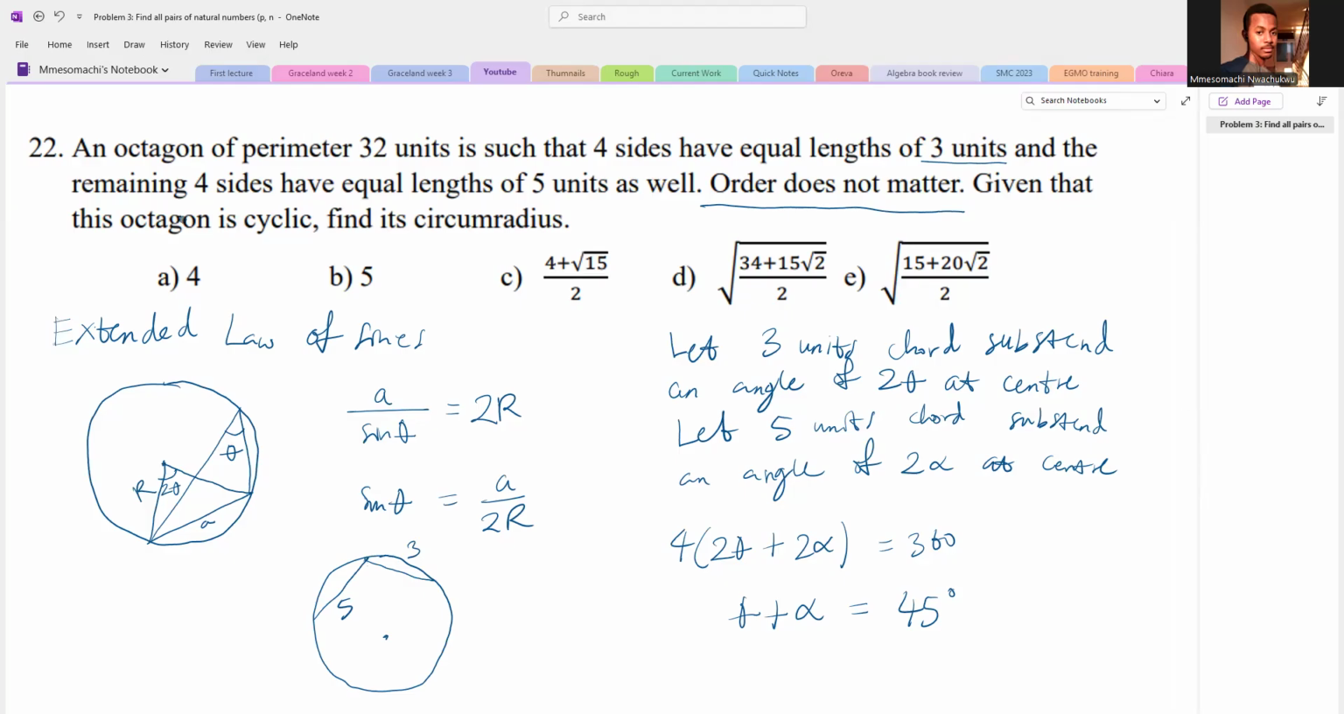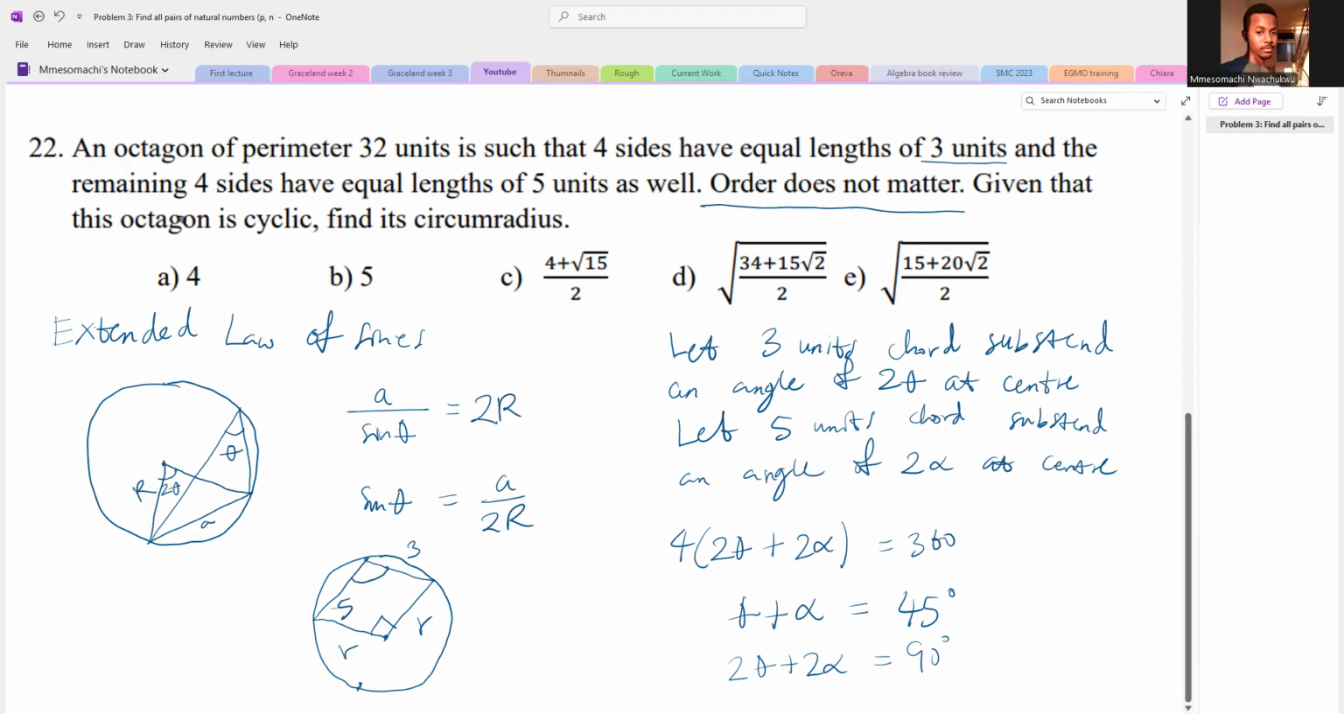So let's just pick a random point. We have that the angles are subtended at the circumference. Oh no, let me bring in the center. Since theta plus alpha is 45 degrees, 2 theta plus 2 alpha is 90 degrees. So the angle obtained at the center is 90 degrees. So we have R, 5, 3. Now we need to find this angle.